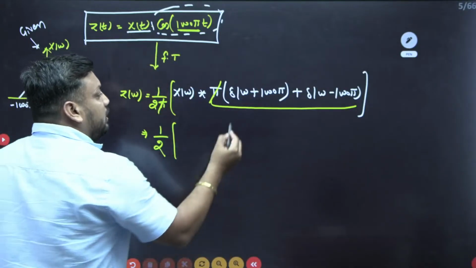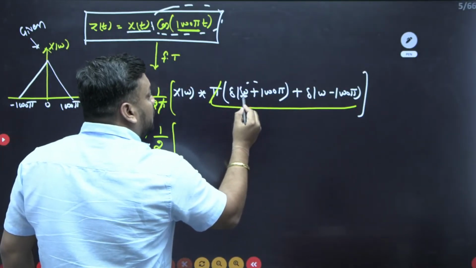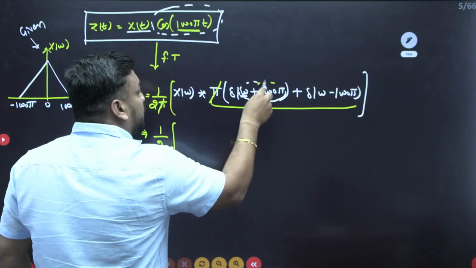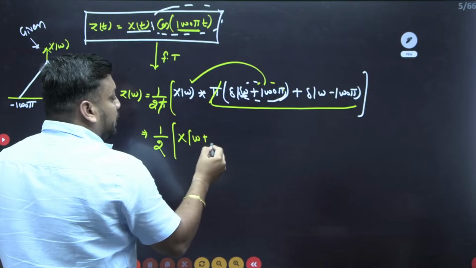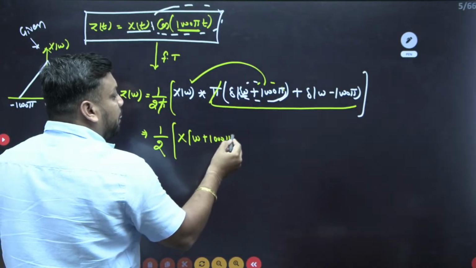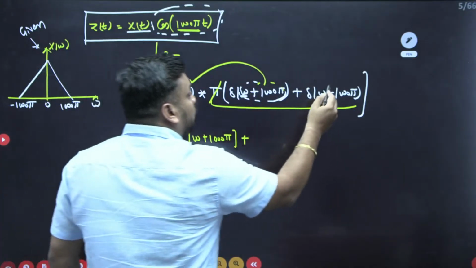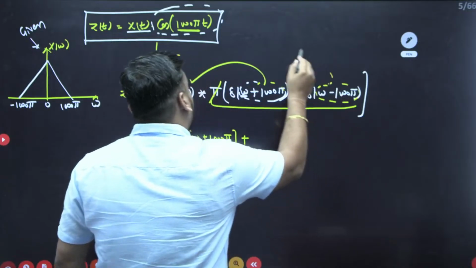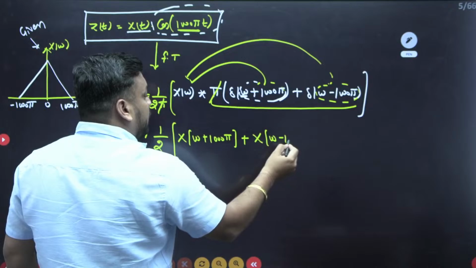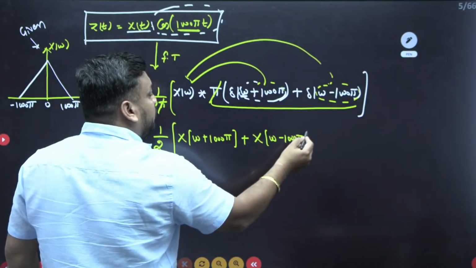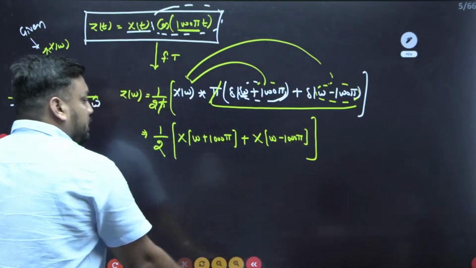Convolution with shifted impulse, because here is omega. So that is why this complete term will be replaced with omega. So it will be actually X of omega plus 1000 pi, and plus again you will just transfer this term also here, omega. So it will be actually X of omega minus 1000 pi. I hope this part is clear to you.